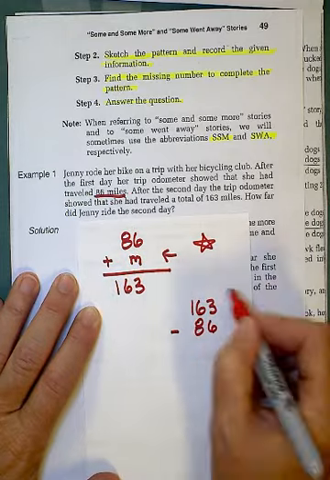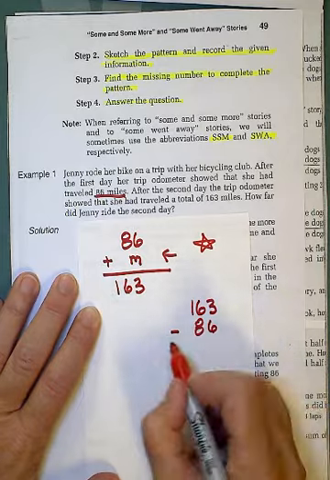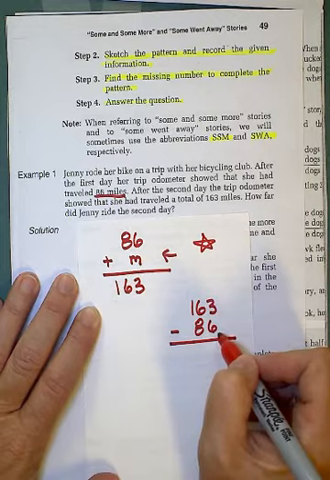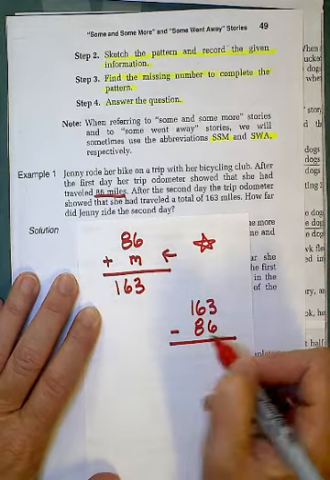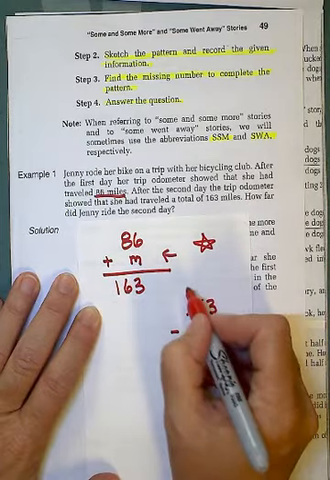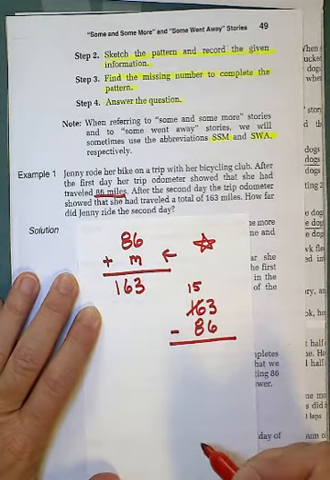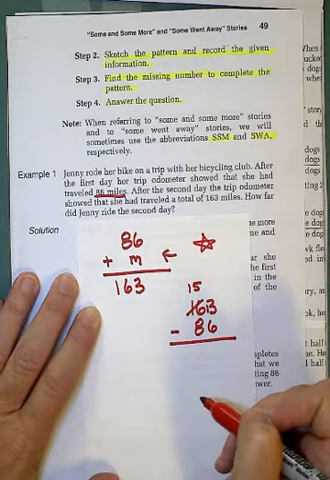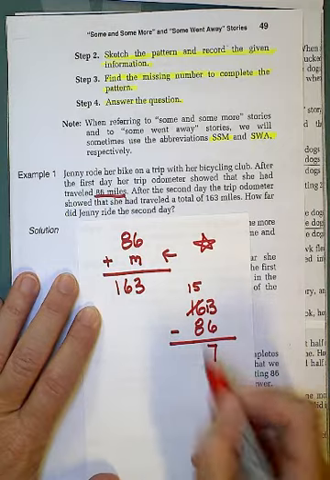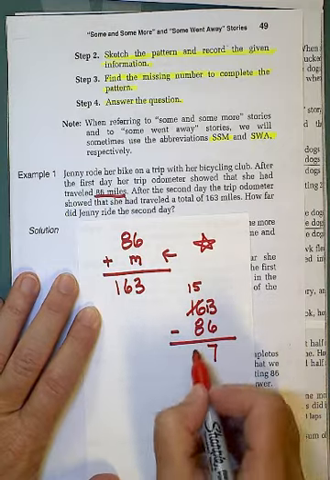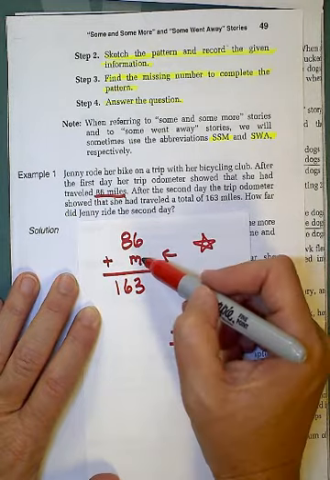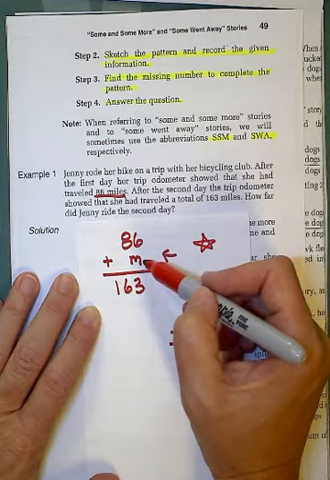Here's where I'm going to set up and solve a different problem. 3 minus 6, bigger bottom, better borrow. 16, I'm going to just slash and say that I only have 15 left. Throw my extra 10 over here. 13 minus 6 is 7, and 15 minus 8 is 7. Therefore, the number of miles she must have traveled the second day is 77 miles.